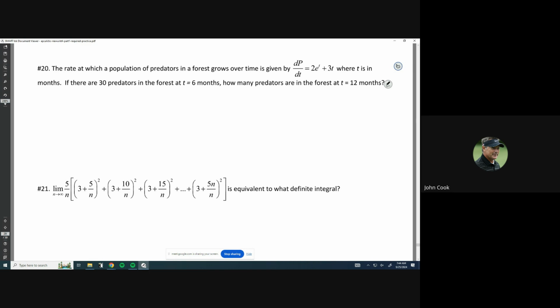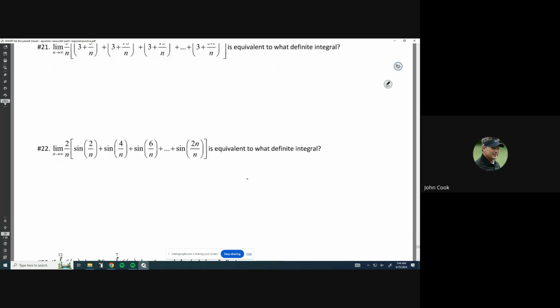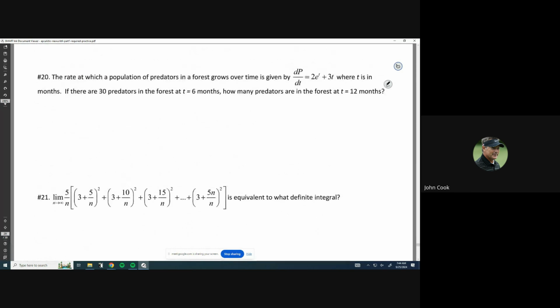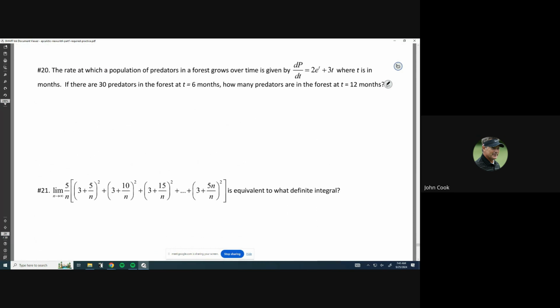Cook, and we are going to go through, I guess, this whole page. We'll do 20 and 21 and 22 and 23. And we can probably get through that in a decent amount of time. Okay, let's take a look.